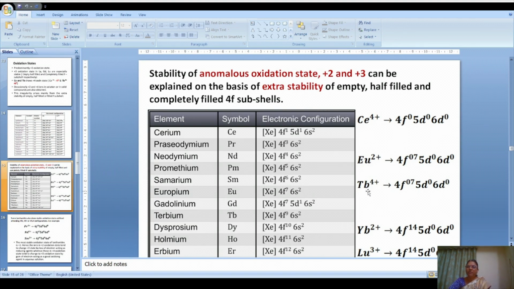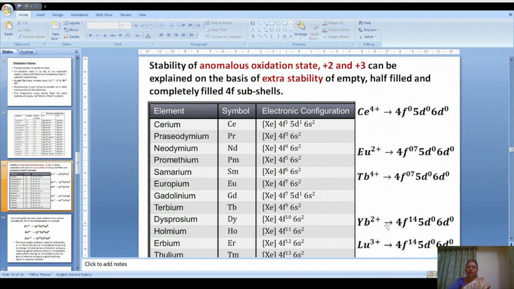Europium +2 and terbium +4: their electronic configuration is 4f7, 5d0, 6s0, and these two oxidation states are stable because extra stability is associated with the half-filled f subcell. Then ytterbium +2 and lutetium +3: these two are stable due to the completely filled f subcell, that is electronic configuration 4f14, 5d0, 6s0.